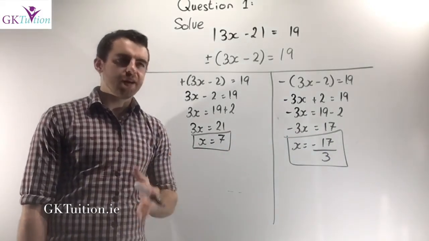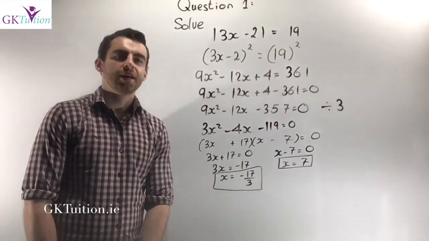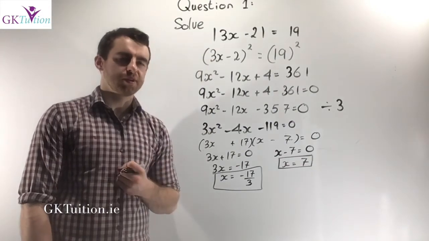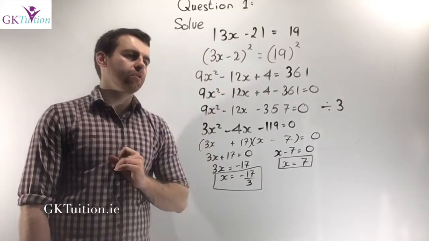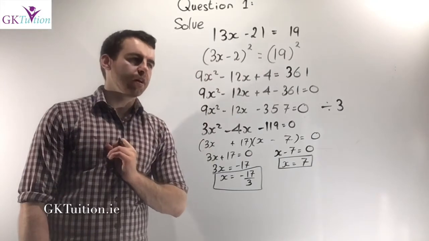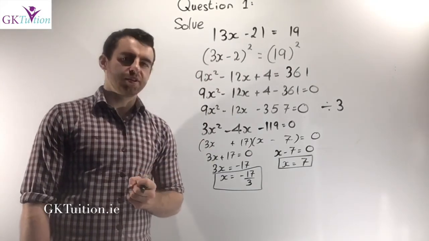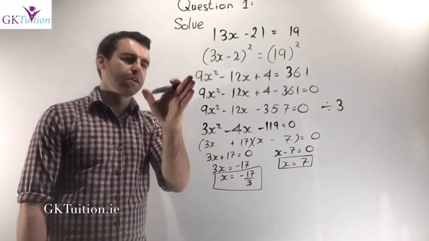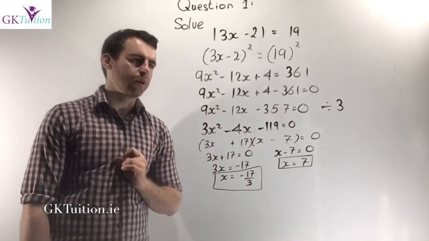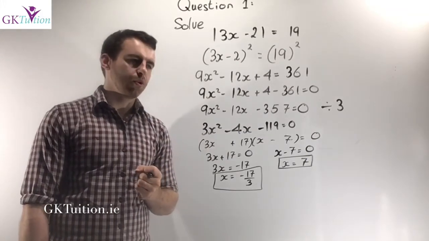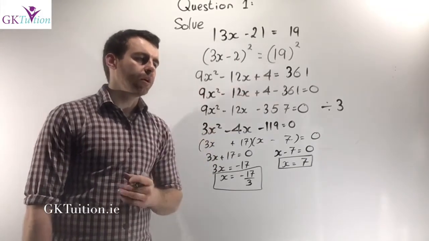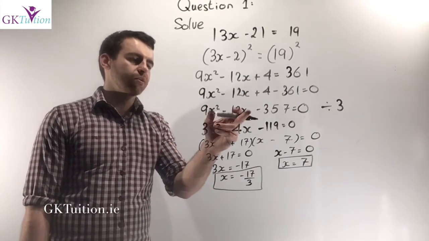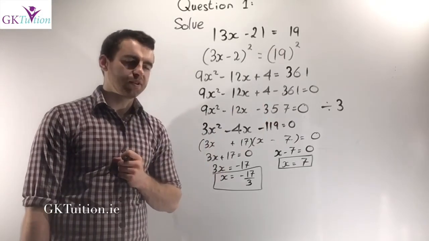Let's have a look at the other way that we could have solved this question. The second scenario is, in order to eliminate the modulus signs, I could have squared both sides. If I square 3x minus 2, I just write it as 3x minus 2 squared, but I also must square the right hand side, which becomes 19 squared. If you multiply 3x minus 2 by 3x minus 2, you get 9x squared minus 12x plus 4, while 19 squared is 361. I have an x squared, an x and a number, so I decided to subtract 361 from both sides, and I got 9x squared minus 12x minus 357 equals 0.